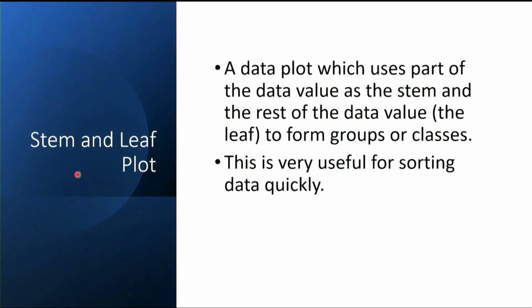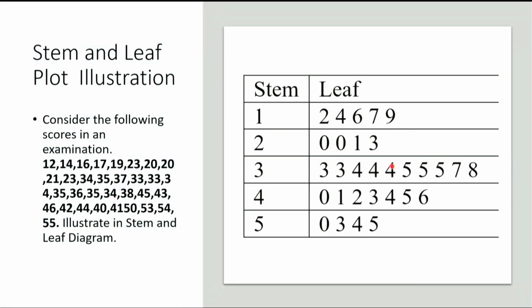The next one is the stem and leaf plot. It is a data plot which uses part of the data as the stem and the rest of the data as the leaf to form groups or classes. This is very useful for sorting data quickly. So let's look at the illustration. You have to present the following data as a stem and leaf.